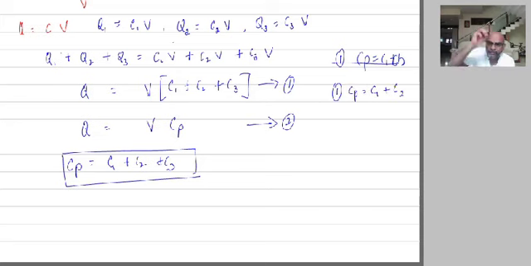Now in the first example, if 10 microfarad and another 10 microfarad are connected in parallel, the effective capacity becomes 20. The same 10 and 10 when connected in series becomes 5. Because in parallel the capacity adds up, algebraic sum. In series the capacity is C1 C2 divided by C1 plus C2.